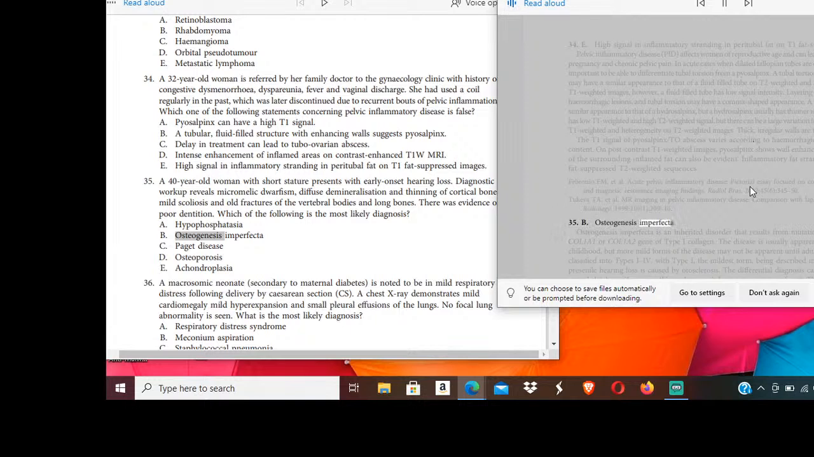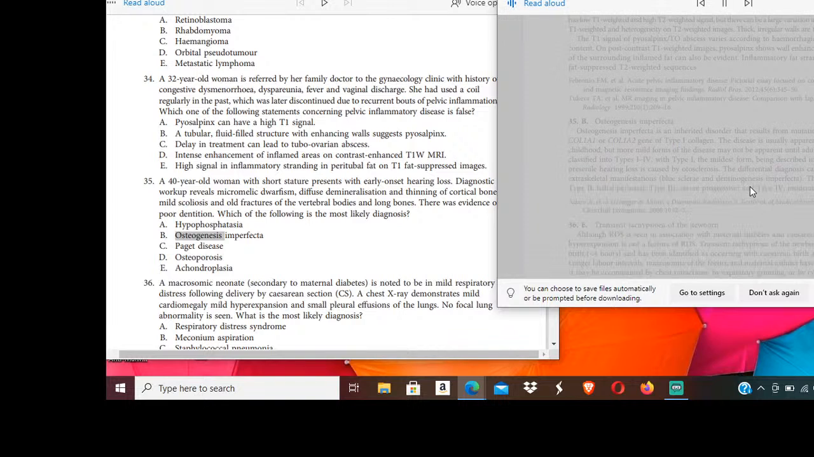35. B. Osteogenesis imperfecta. Osteogenesis imperfecta is an inherited disorder that results from mutations in either the COL1A1 or COL1A2 gene of type I collagen. The disease is usually apparent at birth or in childhood, but more mild forms of the disease may not be apparent until adulthood. The disease is classified into types I to IV, with type I, the mildest form, being described in the question.